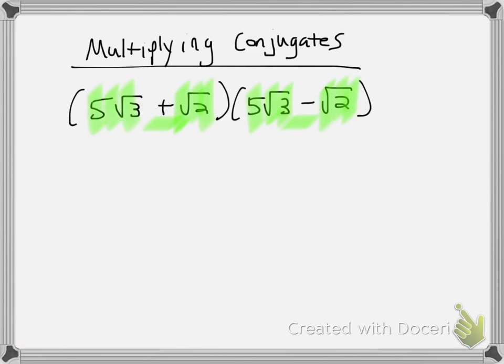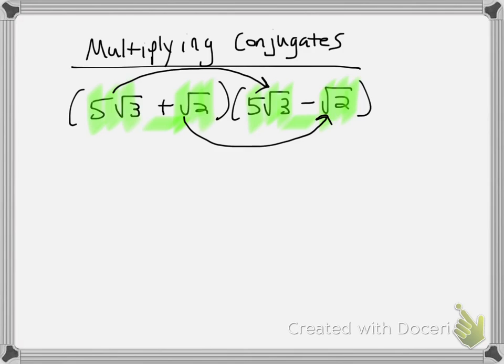So if you notice that everything looks exactly the same, except for the operation separating those two terms, we're going to call it multiplying conjugates together. All right? And when you multiply conjugates, the only thing you need to multiply are your two first items together and your two last items together. You only need to multiply the like terms.